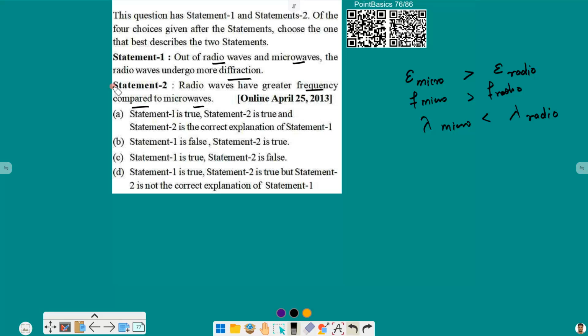So statement 2 will be wrong here, that radio waves have greater frequency, and option 1 will be right, because for diffraction to occur, the slit width or the object size should be comparable to the wavelength.